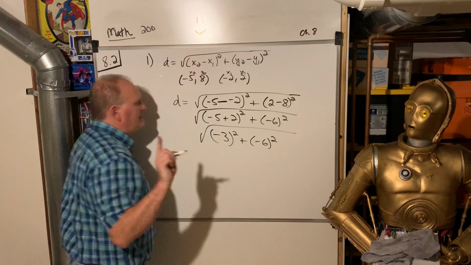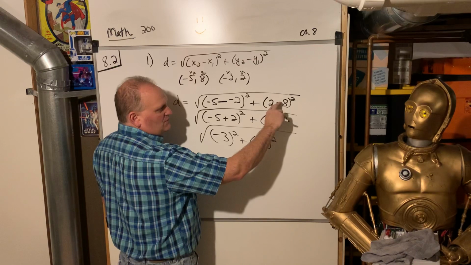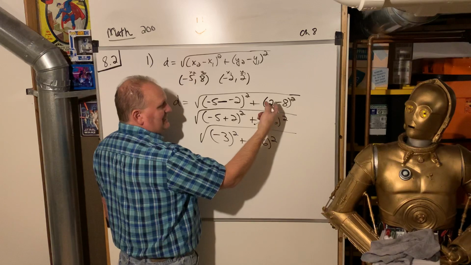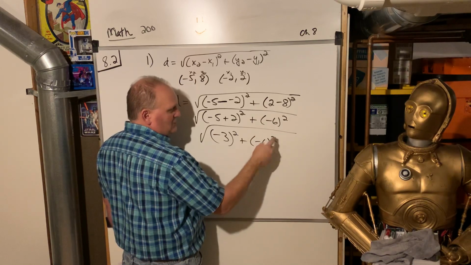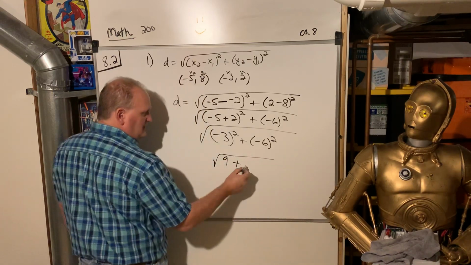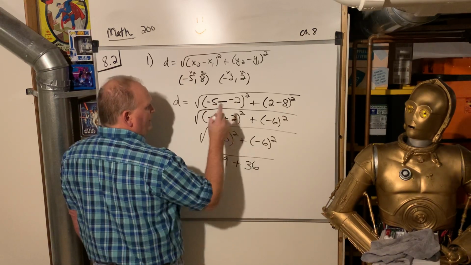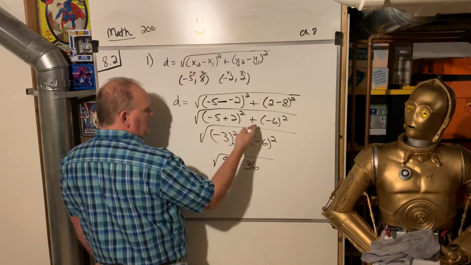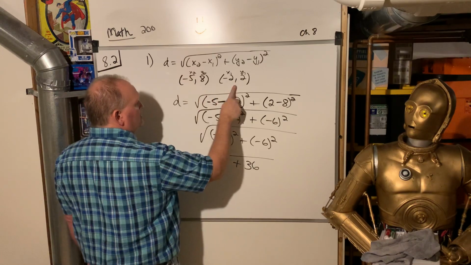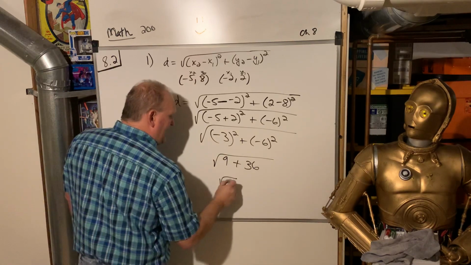So think about this now. It doesn't matter which one I put first or second. If I had those switched around, I would have 8 minus 2. And that is 6. And 6 squared is 36. And negative 6 squared is 36. So at this point is where it doesn't matter anymore. 9 plus 36. So if I had those two switched around, it would have ended up being 2 plus 5. 2 plus 5 is positive 7, and 7 squared... I mean, 3 squared is 9. So it really doesn't matter which you determine to be the first point and the second point. Okay? So we get the square root of 45.